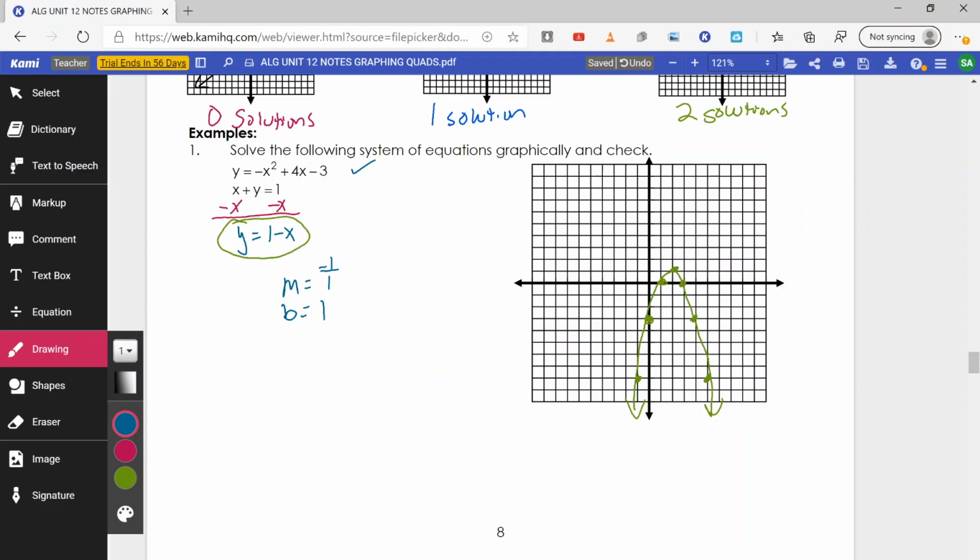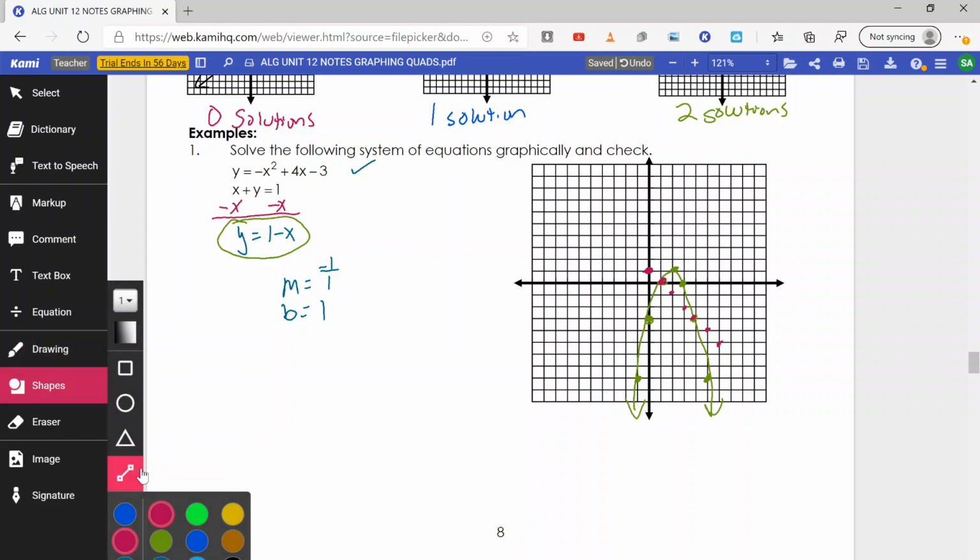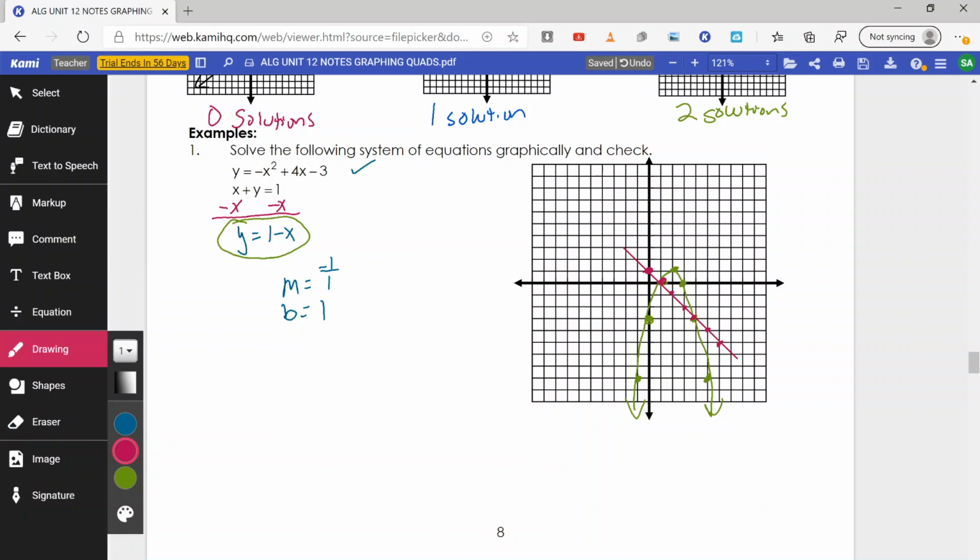So we always start with our y-intercept at 1. And then we go down 1, right 1, down 1, right 1, and so on. So there is the points that we are looking at, and we can run right through it with our line. Arrows at the end.